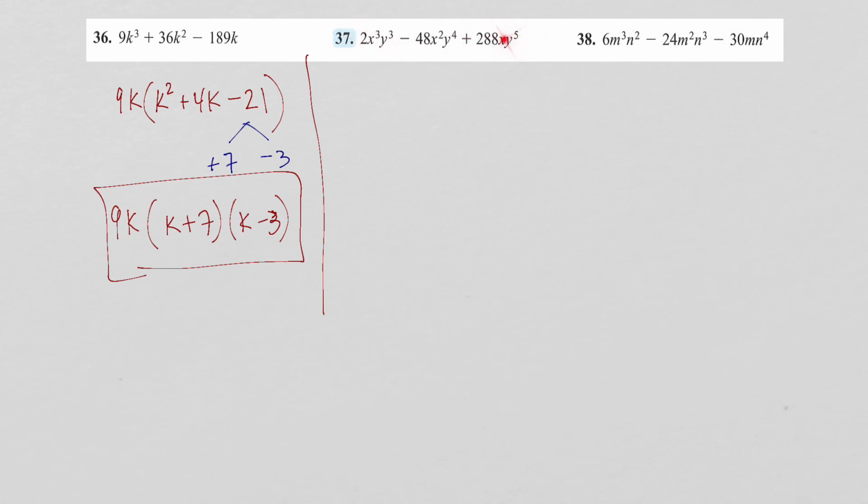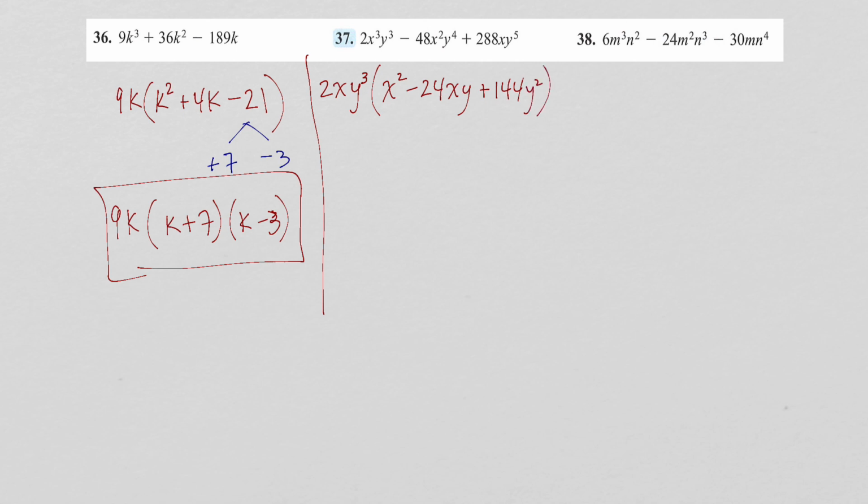I can see that all of these are even, so I know a 2 can come out. And then, let's see, we have x cubed, x squared, x. A single x can come out. And we have y cubed, y to the 4th, y to the 5th. The smallest of those is 3, so y cubed can come out. And that's going to leave behind an x squared minus 24xy plus 144y squared.